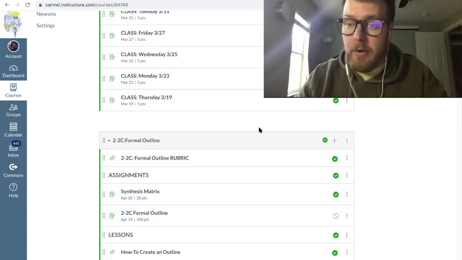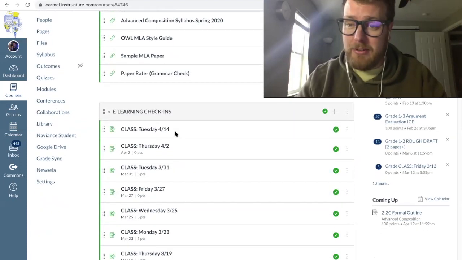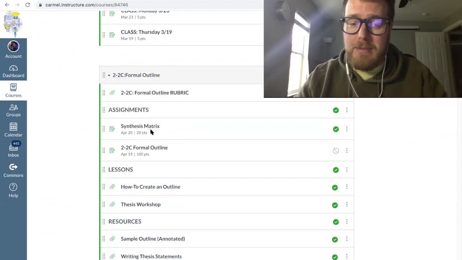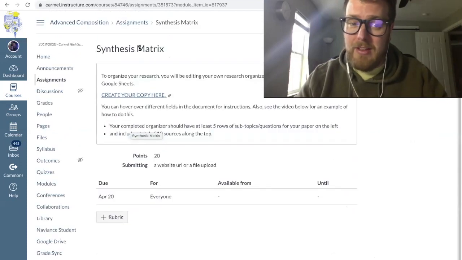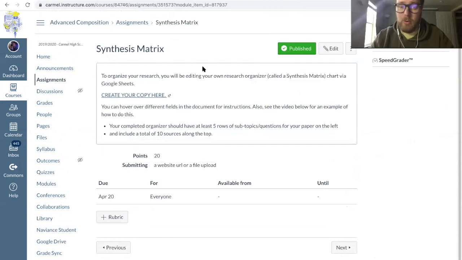All right, so if you go to our Canvas site and you scroll down just a little bit past the check-ins you'll see for classes, you'll see that there is a new module labeled 22C formal outline, right? The beginnings of that, you'll see assignments right here. It's also linked in today's class, this thing called synthesis matrix. Now, under synthesis matrix, what you'll see are a few preliminaries, right? This is your assignment to begin working on.